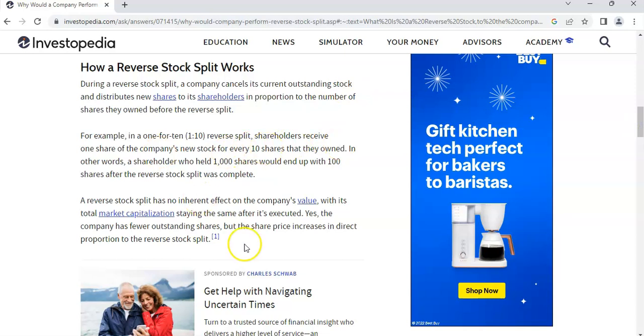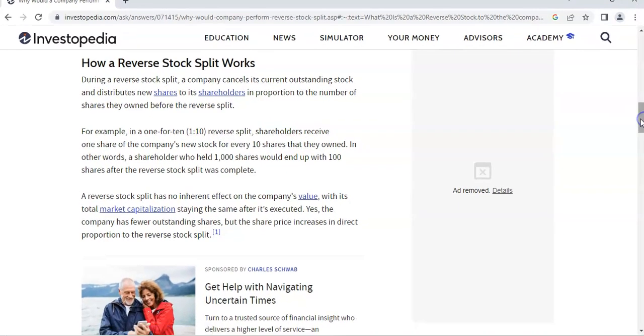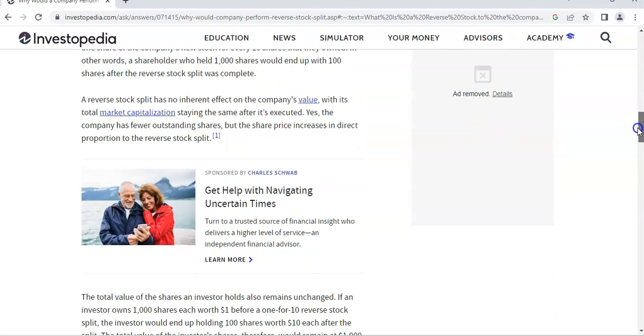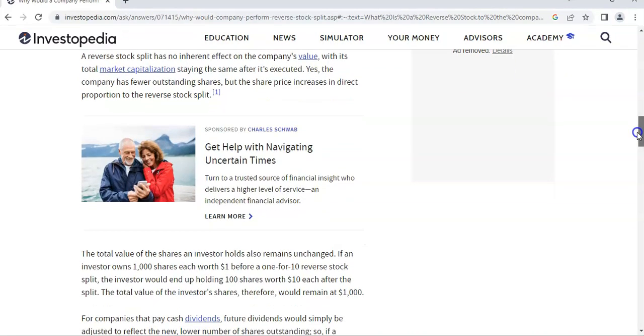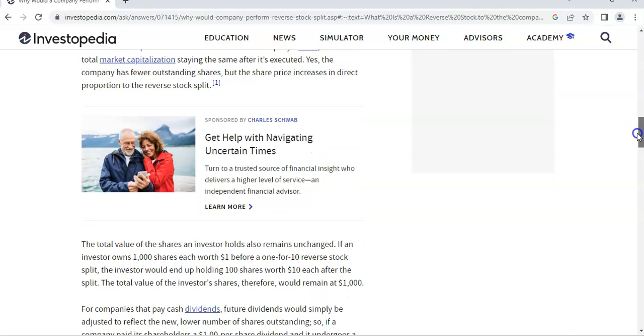During the reverse stock split, a company cancels its current outstanding stock and distributes new shares to shareholders in proportion to the number of shares they owned before the reverse split. For example, in a 1-for-10 reverse split, shareholders receive 1 share of the company's new stock for every 10 shares they own. In other words, a shareholder who owns 1,000 shares would end up with 100 shares after the reverse stock split was complete. Then it goes on to say a reverse stock split has no inherent effect on the company's value, with its total market capitalization staying the same after it's executed.